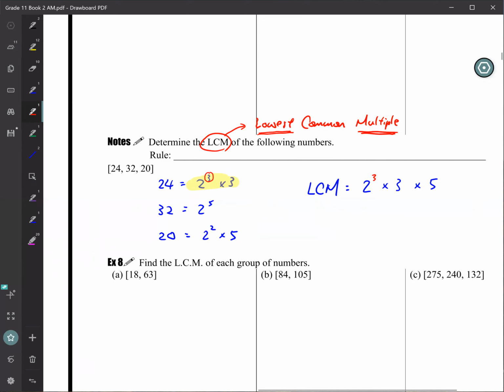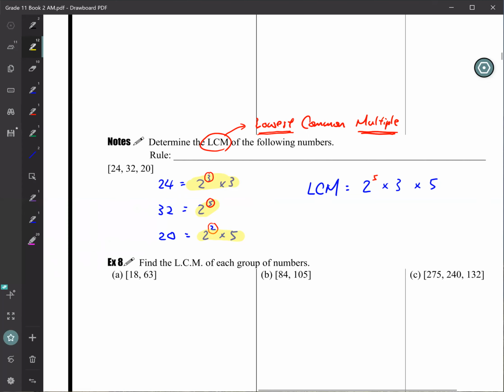But if you look at the second one, it has a 5. Then 2 cubed won't be enough to include that, so I need to increase it to 5. Inside 2 to the 5, I still have the 2 cubed. 2 to the 5 means 2, 2, 2, 2, 2, so it also has three 2s inside. It's okay, and it also includes two 2s. So it's big enough, and we want the least possible. So 2 to the 5 is still a multiple of 2 squared.